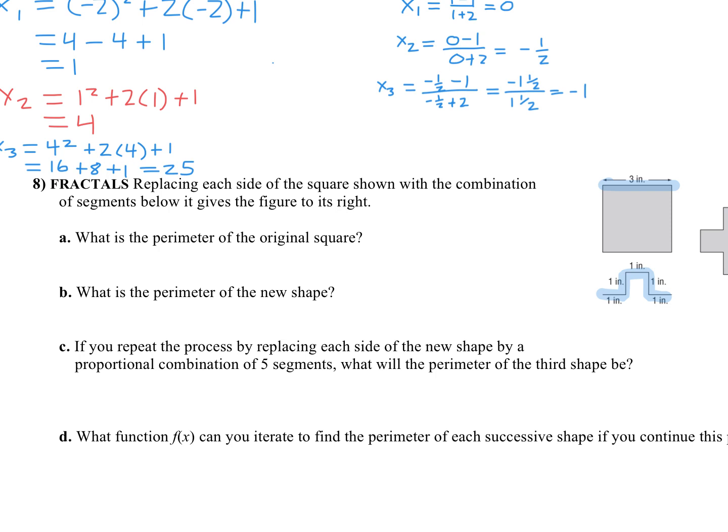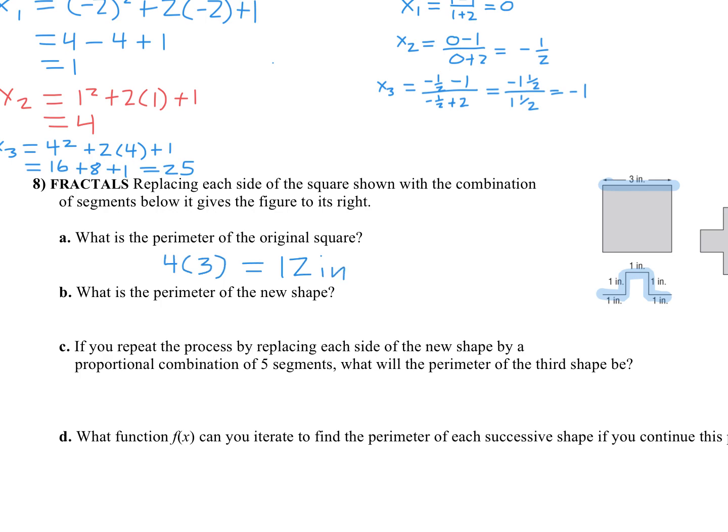All right, so the first question is, what is the perimeter of the original square? Well, a square has 4 sides. Each side was 3 inches long, so that square had a perimeter of 12 inches.